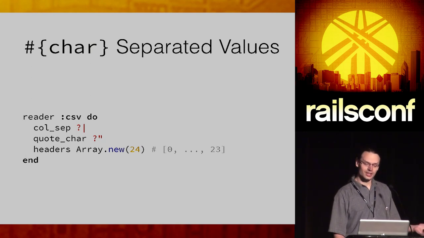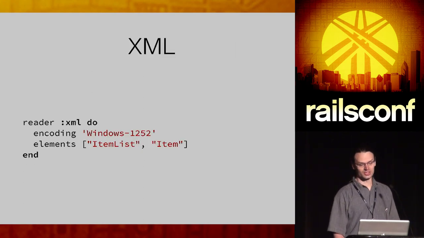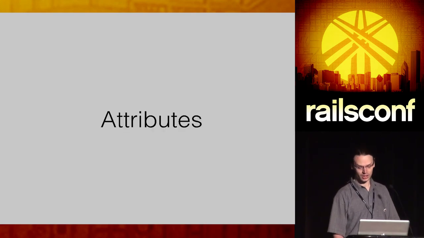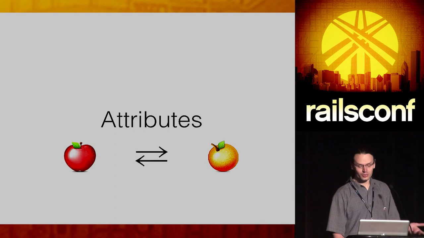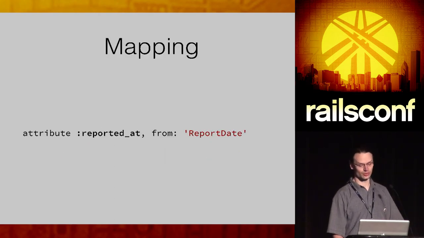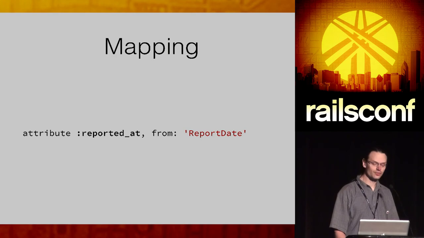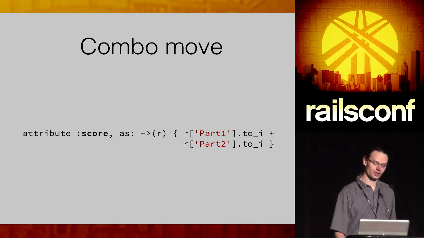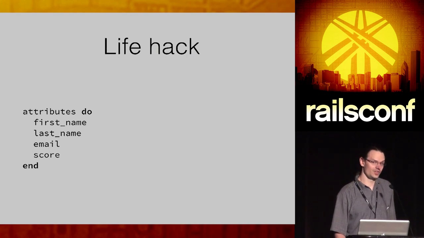You can get the data, and then how do you read it? So it might come in as CSV. It comes in as XML, other things. And then you say how we shape the data now. So we can map it. For example, the names that come in are different. You might want to say something like this. You might want to format it as a time or whatever it comes as. Again, lambdas. You can chain these things together. Combo moves. So you can say take two fields and add them together. If your fields match up perfectly, you just name the attributes and you're done. That's it.